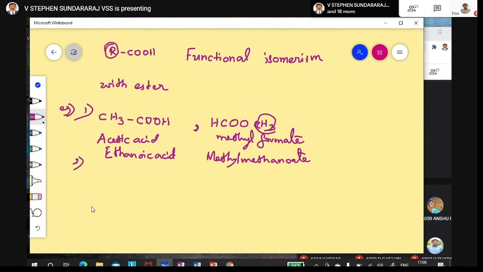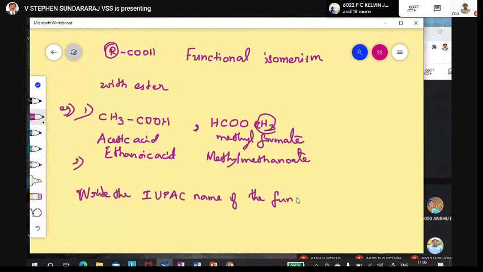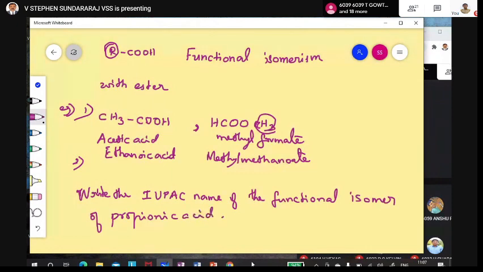Now one way of asking a question is: write the IUPAC name of the functional isomer of propionic acid. I didn't tell you this for coordination compounds, but anyway, during revision time I'll cover that. See, this is one way of asking the question. They have not asked for propionic acid, which you could easily write as propanoic acid. It is the IUPAC name of the functional isomer of propionic acid. So you should know what propionic acid is: a 3-carbon acid, CH3CH2COOH. This is the common name, propionic acid; propanoic acid is the IUPAC name.